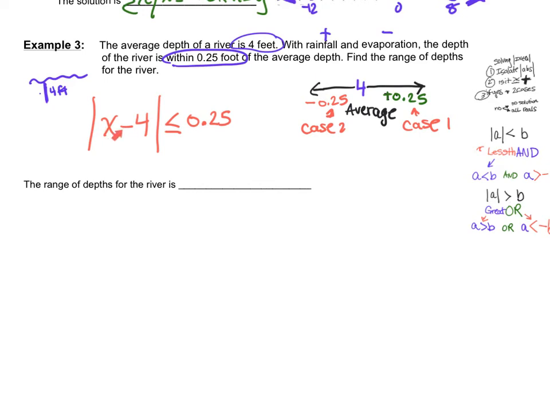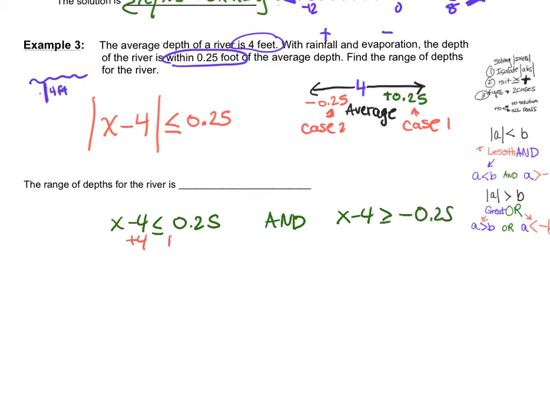Let me explain that one more time. If I know that the average depth of the river is 4 feet, that means that whatever the river's depth is right now, if you take away the 4 feet that it should be, you need to be between 0.25 and negative 0.25 difference. That's the absolute value inequality. And the two cases would be x minus 4 is less than or equal to 0.25. It's an and. x minus 4 is greater than or equal to negative 0.25.